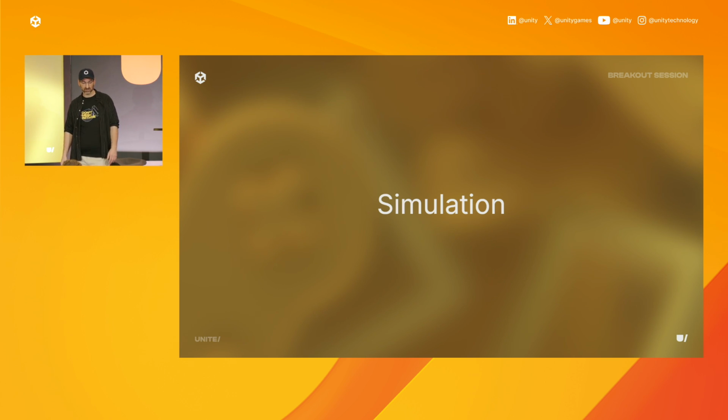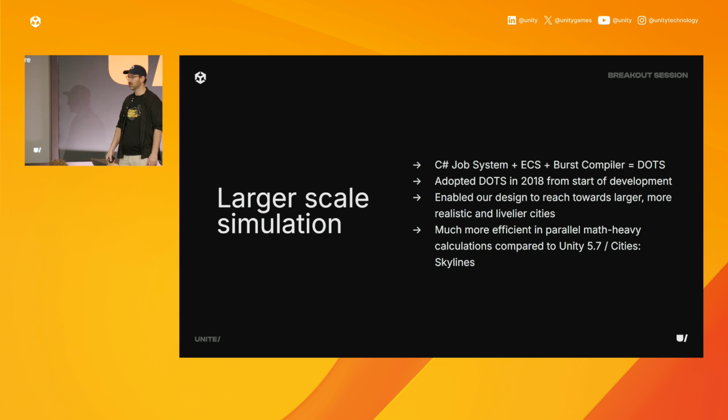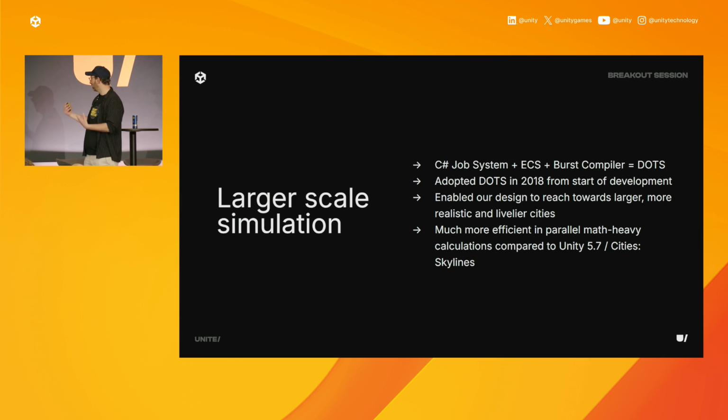And let's continue with the simulation, which is closer to the ECS. So let's get back to what we were trying to achieve, a larger scale simulation. To do so, we leverage DOTS, as I mentioned earlier. And DOTS is a combination of three major systems, which are the C# job system, the entity component system, or entities package, and the Burst compiler.